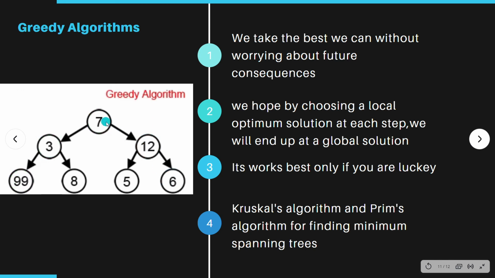So you can see this beautiful gif. The actual largest path is this, but the greedy algorithm selects 12 then 6. We hope that by choosing a local optimum solution at each step, we will end up at a global solution. But this happens only in very extreme cases. It works best only if you are lucky. Some examples of greedy algorithms are Kruskal's and Prim's algorithms for finding minimum spanning trees. We will understand what spanning trees are later. Just understand the basic idea of how greedy algorithms work.